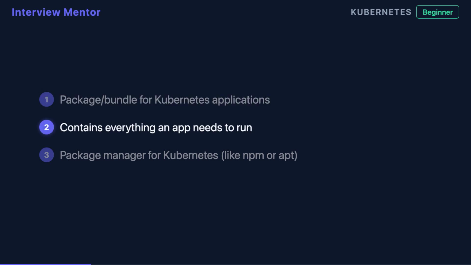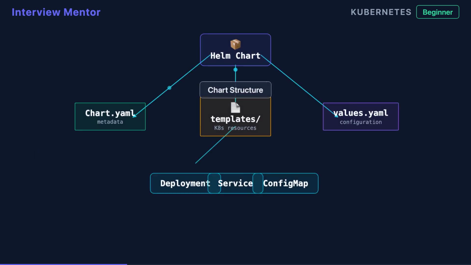Helm is often called the package manager for Kubernetes, similar to how npm works for Node.js or apt works for Ubuntu. Under the hood, a Helm chart has a specific directory structure. The chart.yaml file contains metadata like the chart name, version, and description. The templates directory holds template files for all your Kubernetes resources like deployments, services, and config maps. There's also a charts directory for dependencies and a values.yaml file for configuration.